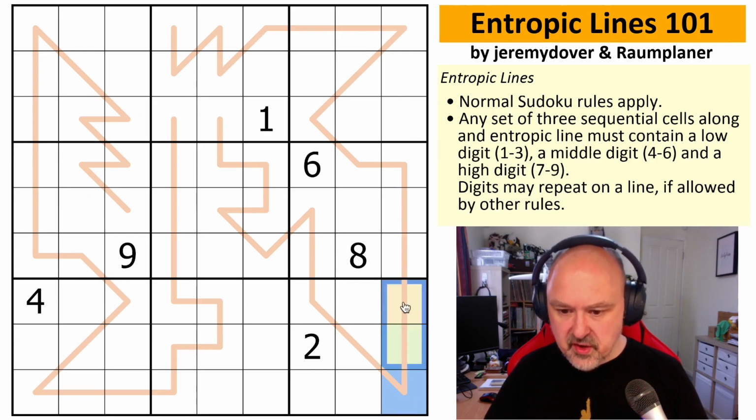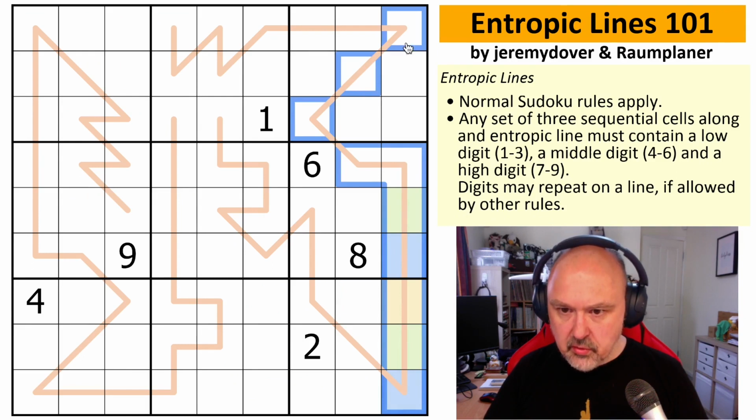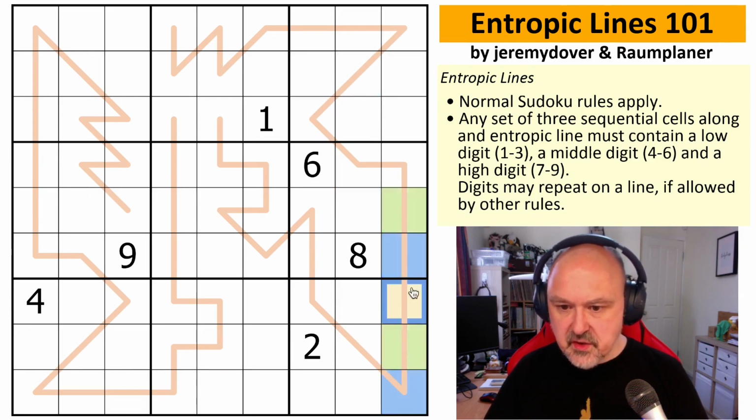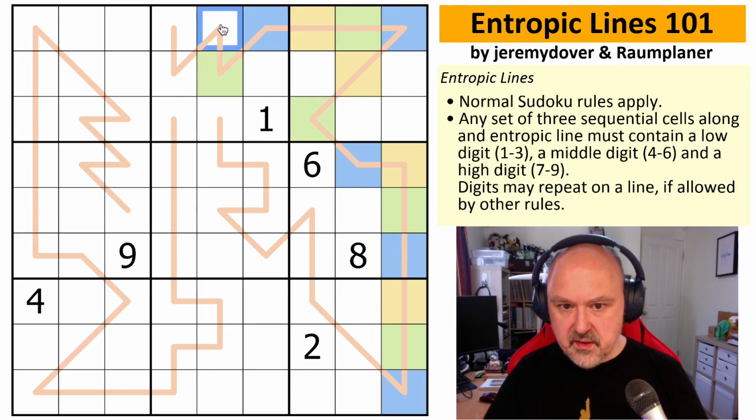But this has already got a green and a yellow, so this would have to be blue. And then these 3 cells need to have a low, medium, and high, but this has already got a yellow and a blue, so this has to be green. So these, when you've got a long line, must follow the sequence. So this must go blue, green, yellow, blue, green, yellow, and so on.